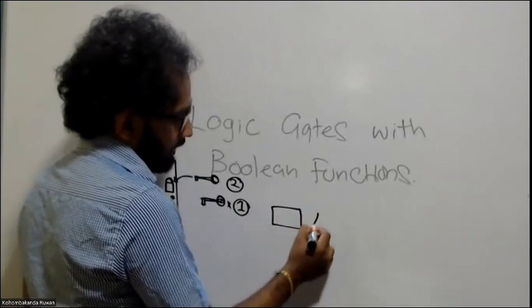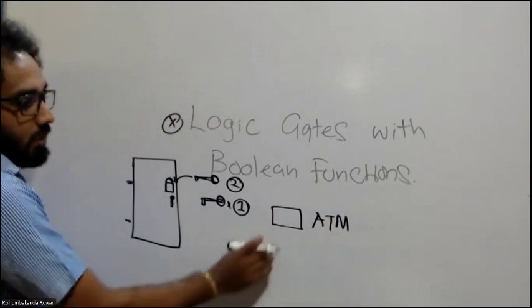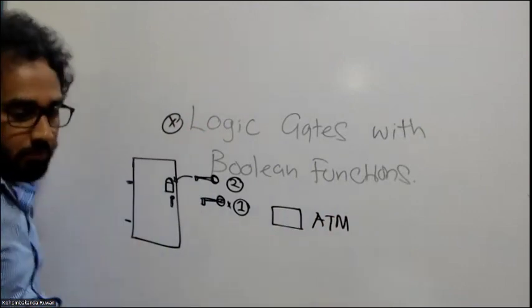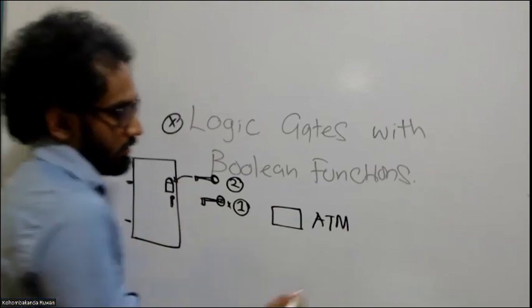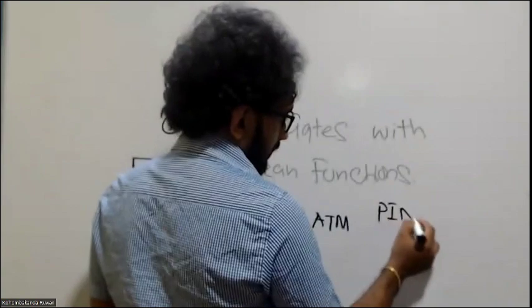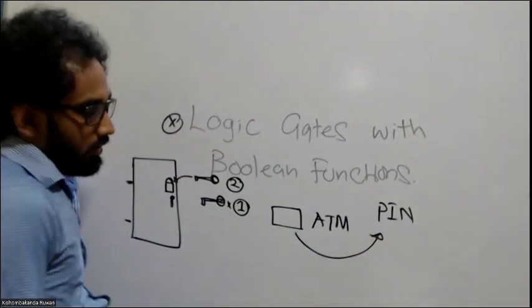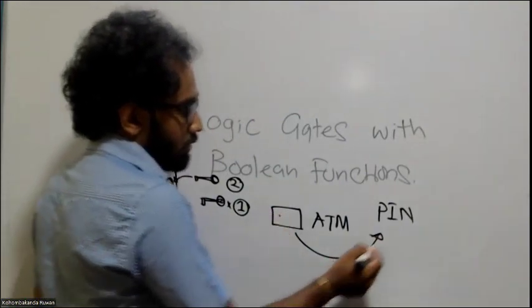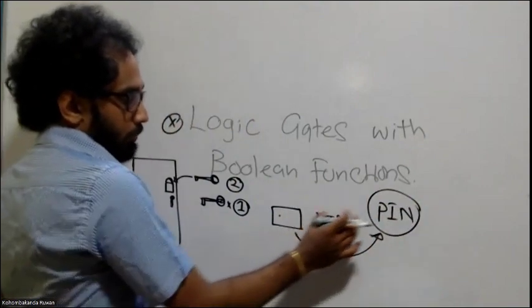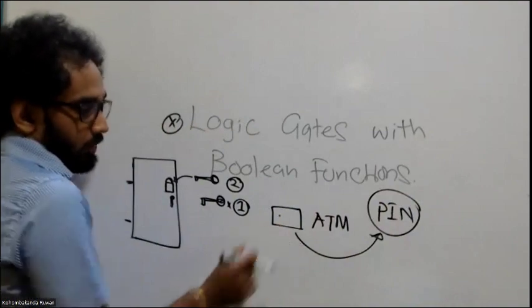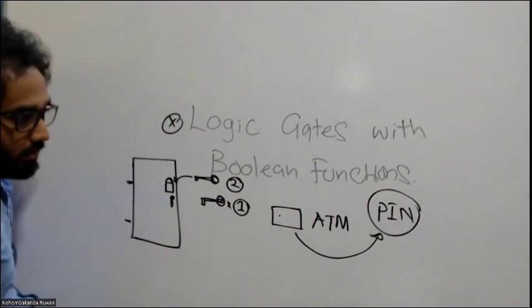I will give another example. Assume that this is an ATM card. If you want to withdraw money, what are the requirements that you need to fulfill? PIN number. Yes. You should have an ATM card as well as you should know the PIN number. If you know the PIN number and you have an ATM card, then you can withdraw money. Both are compulsory for this situation.